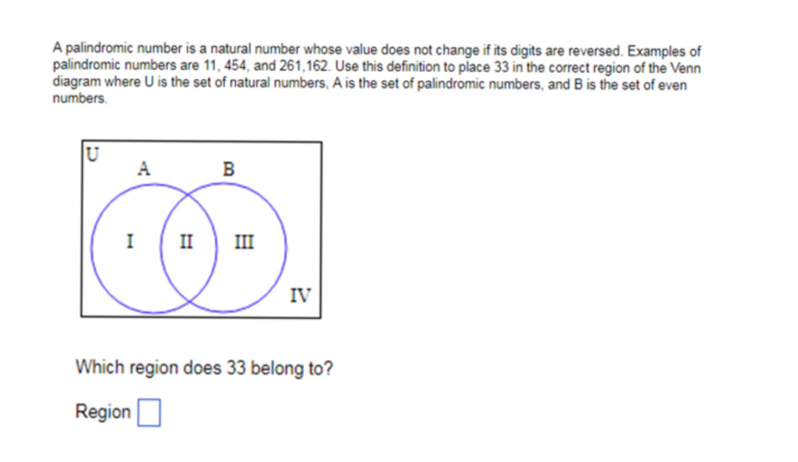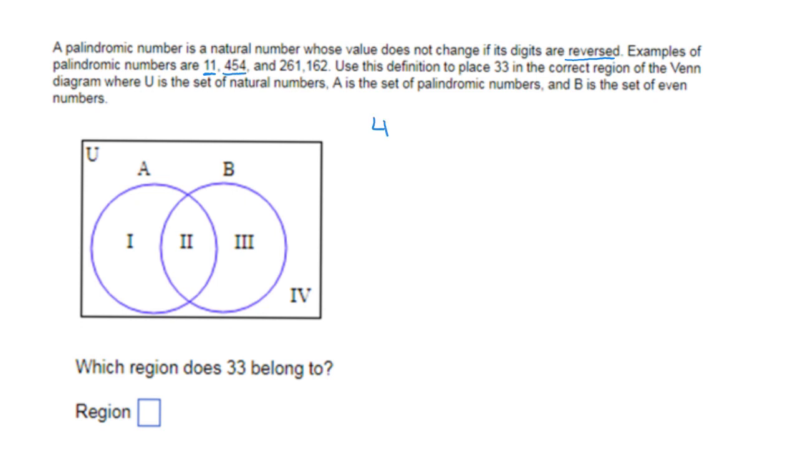A palindromic number is a natural number whose value does not change if the digits are reversed. So if you rewrite the numbers in different order, the first number becomes the last number, and the second number becomes the second to the last number, and so forth, the result would give you the same identical original number. And an example of a palindromic number is the number 11. If I reverse those number ones, I'll get the same answer.